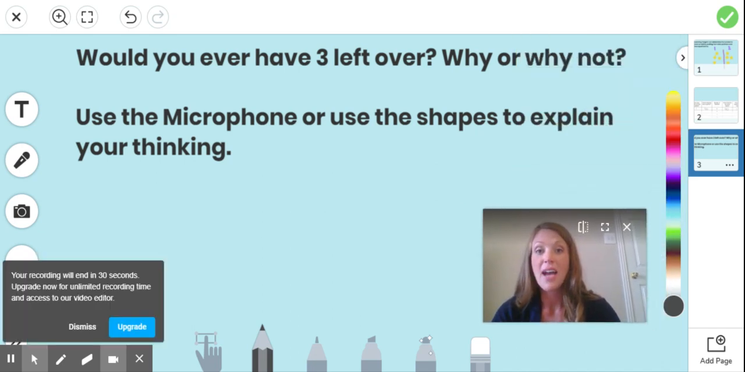Would you ever have 3 left over? Why or why not? And I want you to use the microphone or use the shapes to help explain your thinking. So you can click on the microphone and explain, could we ever have 3 left over?